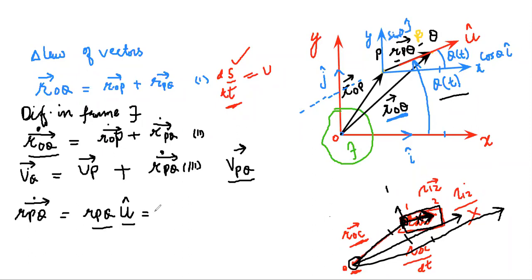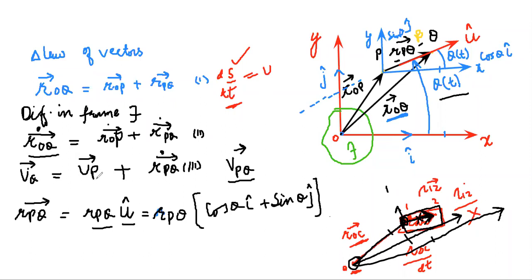Therefore we can write this as RPQ. We are first writing not RPQ dot; we are first trying to understand what this RPQ is. This RPQ we can write as RPQ multiplied by the unit vector u cap, which is cos theta I cap plus sin theta j cap.